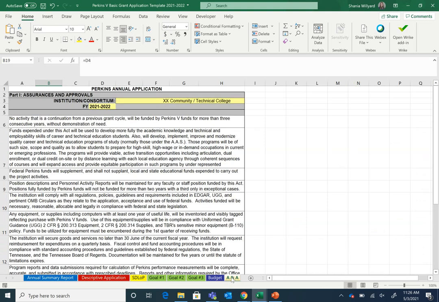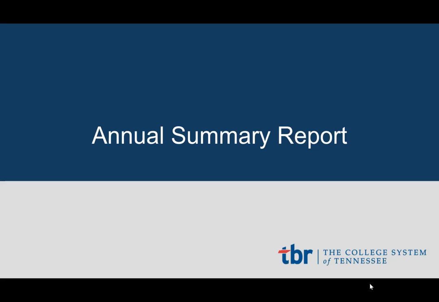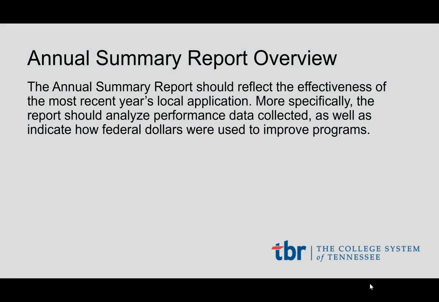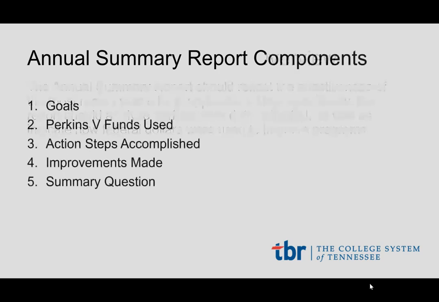Let's begin with the Annual Summary Report. The Annual Summary Report should reflect the effectiveness of the most recent year's local application. More specifically, the report should analyze performance data collected, as well as indicate how federal dollars were used to improve programs. The following components comprise the Annual Summary Report: goals, Perkins V funds used, action steps accomplished, improvements made, and summary question. Let's take a look at each component in more detail.